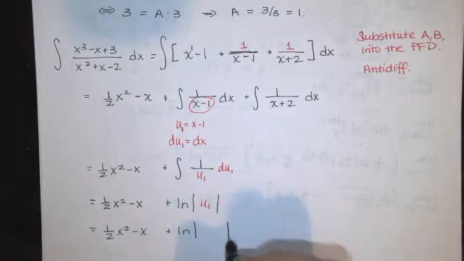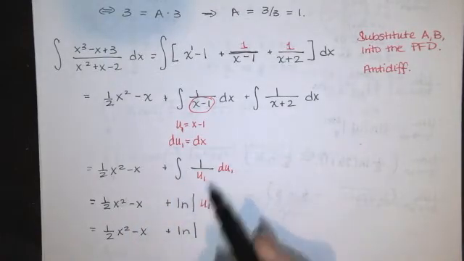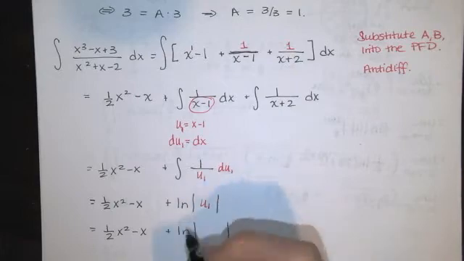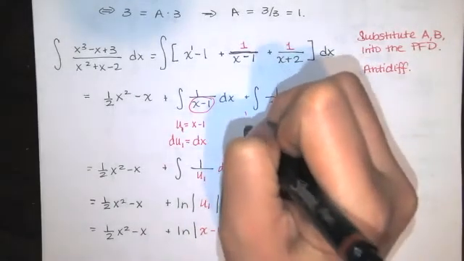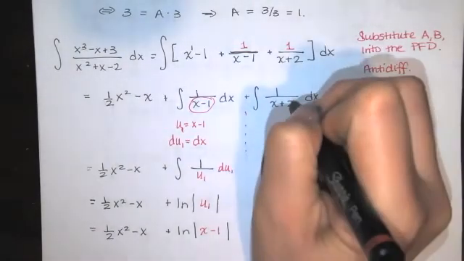And then the last thing that we do for a u substitution is we back substitute. u1 was actually x minus 1, so we're going to sub that in now. All right, then for the last one, same thing.